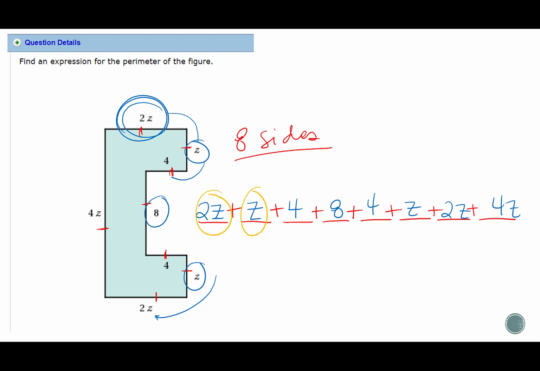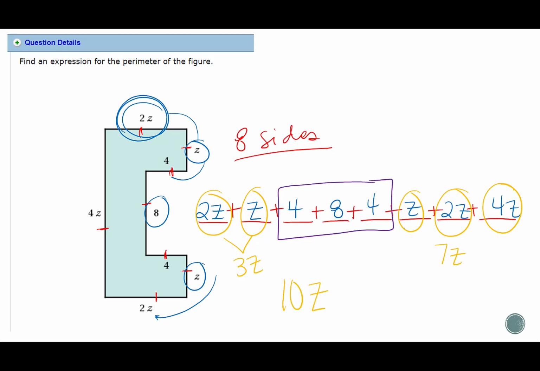Okay, the first thing I'm going to do is circle each term that has the variable z. I have 2z, z, another z, 2z, and 4z. Now I'll add those coefficients together. 2z plus z, that's 3z over here. z plus 2z plus 4z is 7z. And then when I add those together, 10z will be part of my final answer.